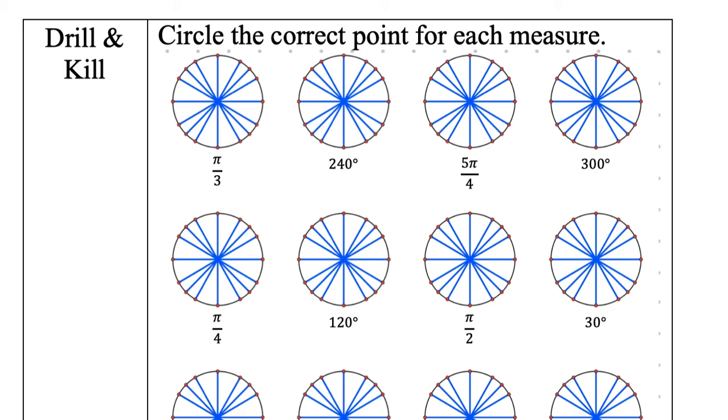So let's use black. So 240 degrees is closest to the y-axis. Well, I'm thinking 270 degrees is right here, minus 30 degrees. That must be 240. 5 pi over 4. Okay, I know it's one of these middle ones, so it can't be that one. It's too small. 5 pi over 4 must be that middle one. So there's 5 pi over 4.